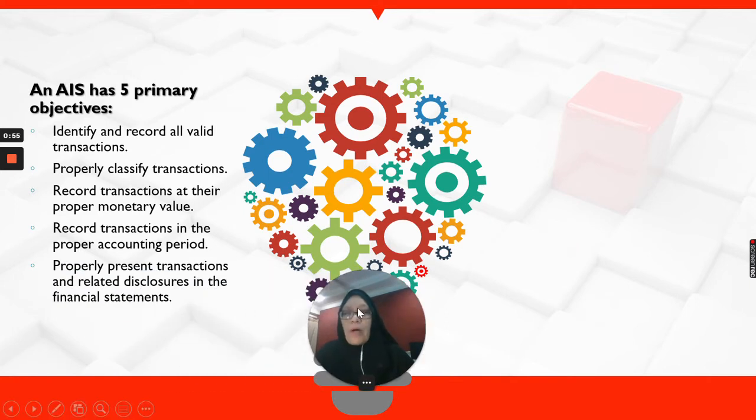Okay, number 1, to identify and record all the valid transactions. 2, properly classify the transactions. The third objective, record transactions at their proper monetary value. Number 4, record transactions in the proper accounting period. And the last objective is to properly present the transactions and related disclosures in the financial statements.